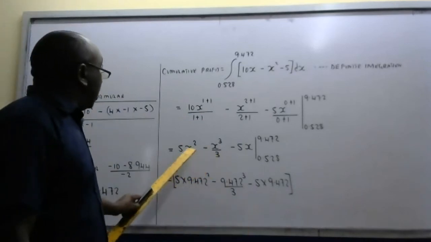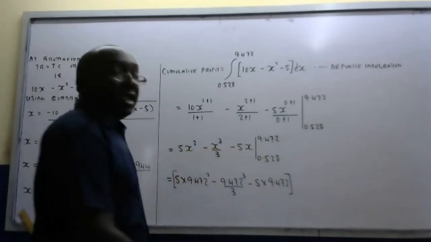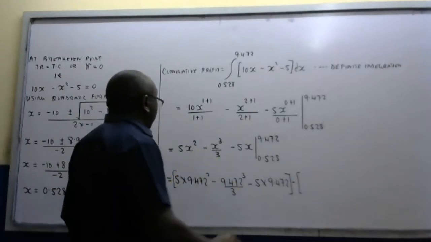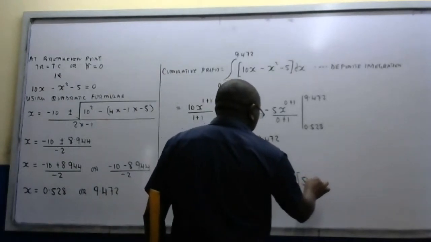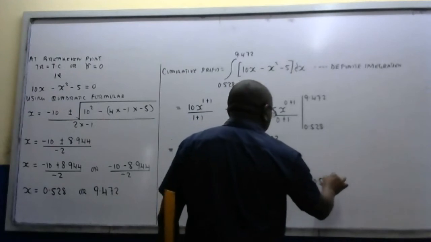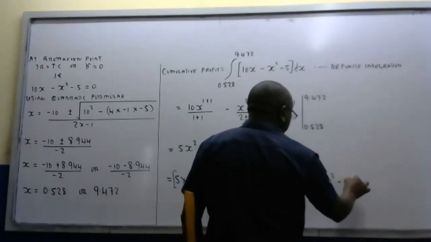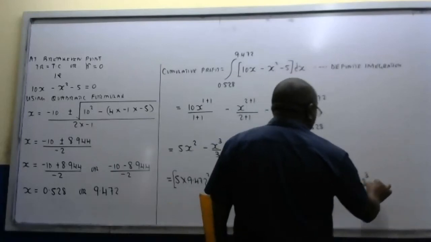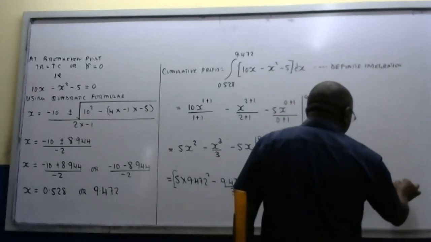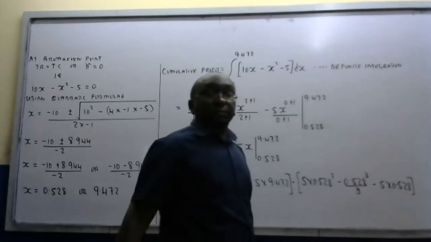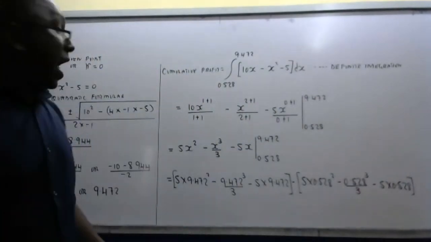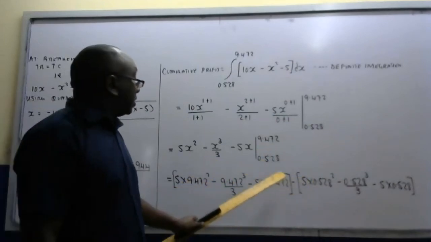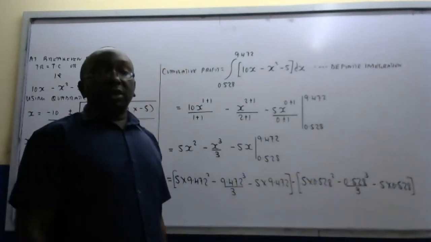You substitute wherever there is x. Then you minus the lower value. The lower value, you substitute it there. So you say 5 times 0.528 squared, minus 0.528 cubed, you divide by 3, minus 5 times 0.528. So the higher value is the one you start with. You substitute in the equation, then you subtract the lower value.